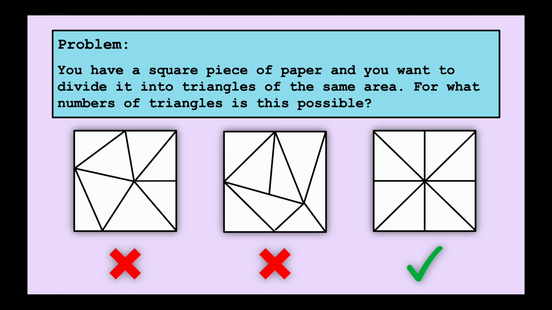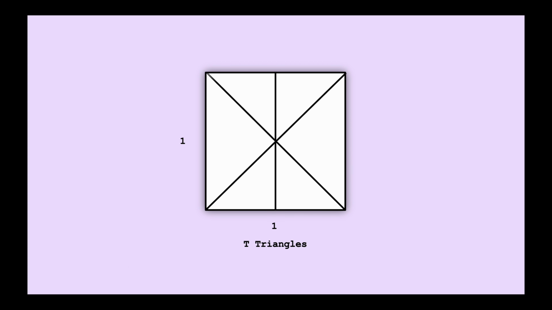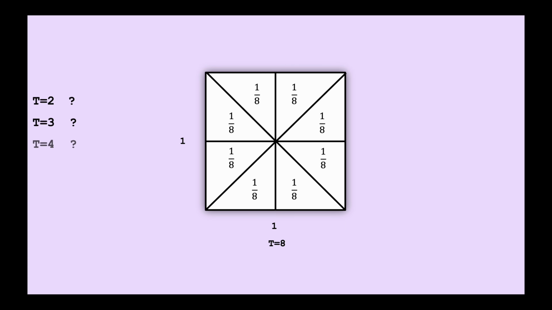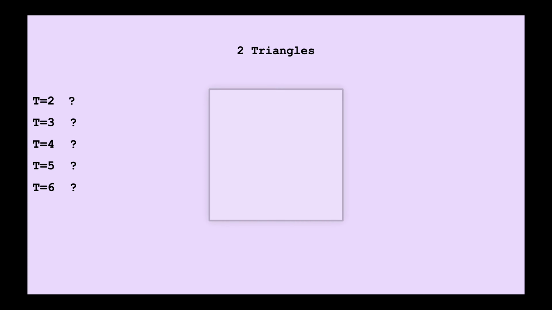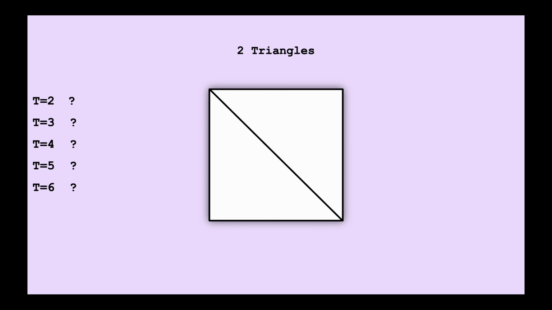For simplicity, say we have a unit square. Then take t to be the number of triangles we wish to divide the square into. This means if t triangles were to work, we would need a configuration with each triangle having area 1 over t. We'll keep a running tally of which t work on the left, running from t equals 2 to t equals 6. Let's begin with 2 triangles. This works since we can divide the square along a diagonal, leaving 2 triangles with area 1/2.